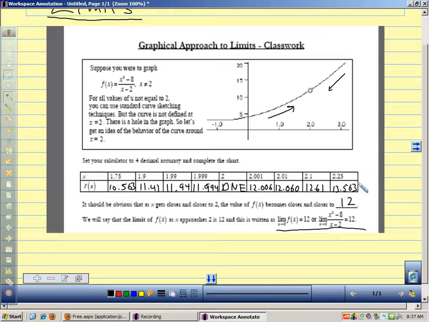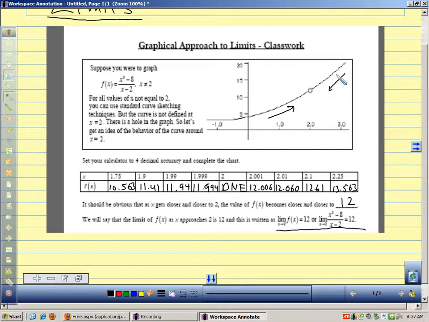And as it says on the sheet there, our informal definition of a limit is what happens to y as x gets close to a certain number. And in order for the limit to exist, the limit has to be the same approaching from the left and approaching from the right.